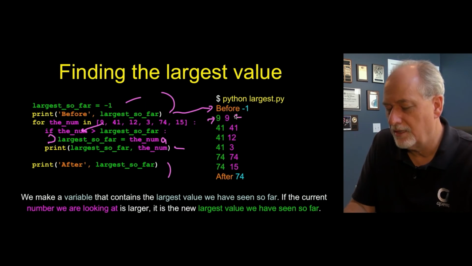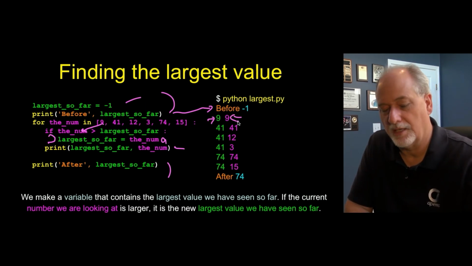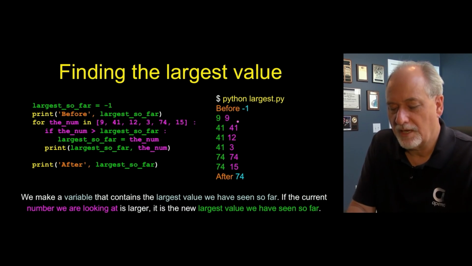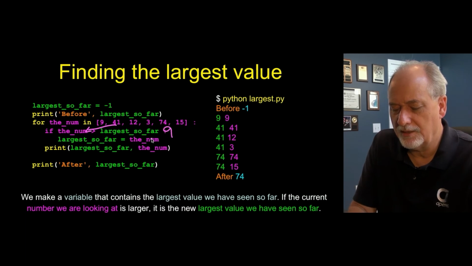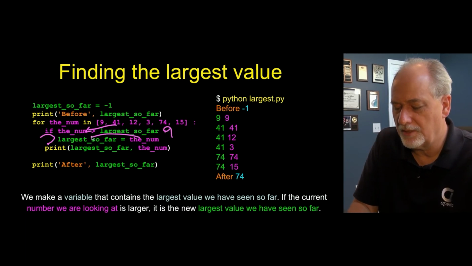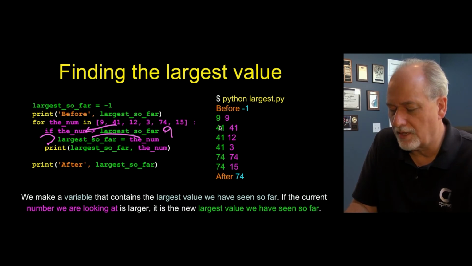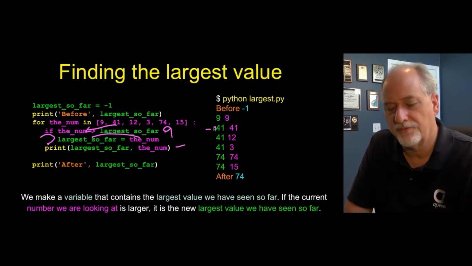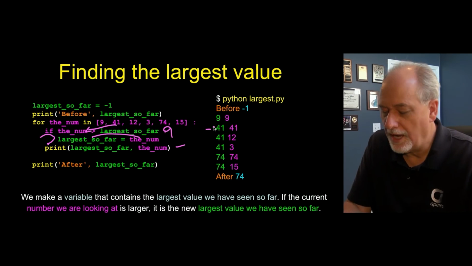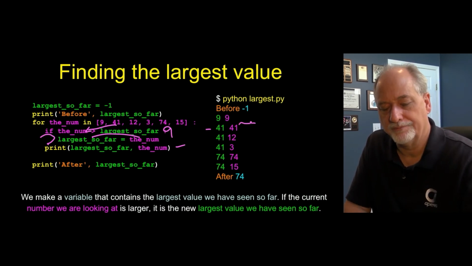And so largest so far is 9, after we saw the number 9. Then we do it again. So now 41 comes in. And is 41 greater than 9? The answer is yes, it is. So we're going to run this code, copy 41 into largest so far, and then print it out. And largest so far is 41 after we saw the number 41.